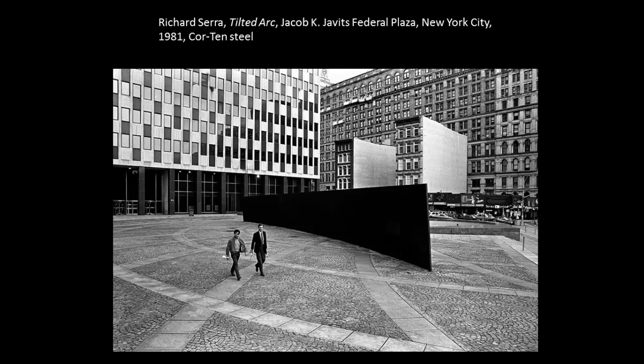However, Serra continued to fight for his piece until 1989, persevering in the face of increasingly ugly claims, including that it could direct a bomb blast into the federal buildings flanking the plaza, and that it attracted rats and prostitutes. People will say anything if they don't like a piece of public art. In 1989, Tilted Arc was finally removed from the plaza space.